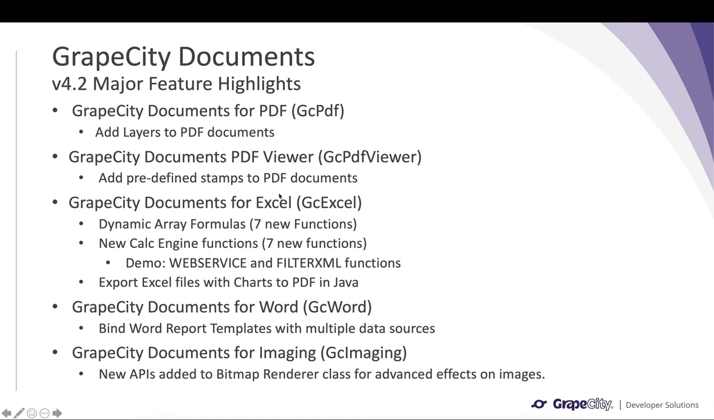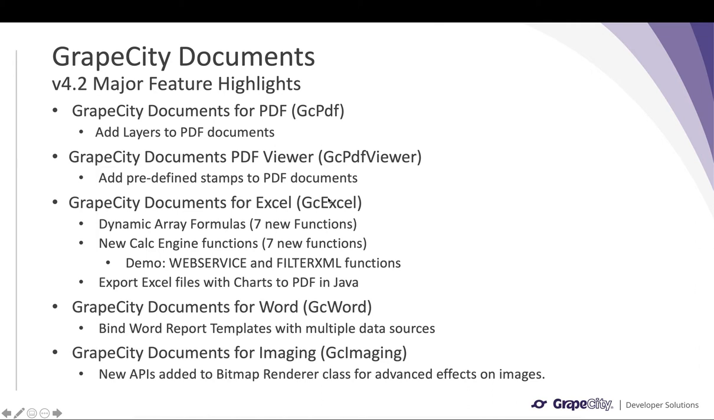Moving on to the agenda of the webinar, I will be sharing details of some major new features we have added to the v4.2 release, and this will be followed by small demos of those features from the sample browsers. So with GCPDF, you will now be able to add layers to PDF documents programmatically. In GCPDF Viewer, we have added some predefined stamps to the stamp annotation dropdown, using which you will be able to add inbuilt stamps on the PDF documents easily.